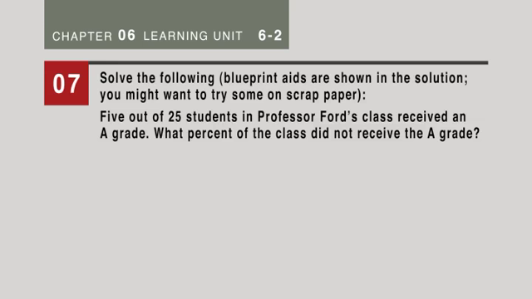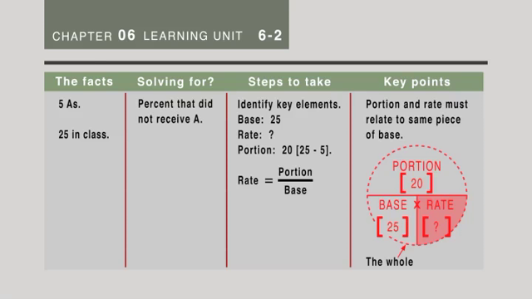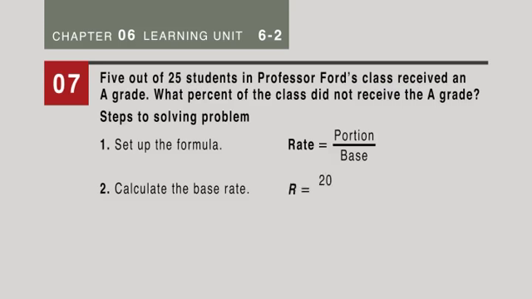Let's look at number 7. So we're trying to find the rate. Rate is portion divided by base. We know that 5 out of 25 students earned an A, which means the difference, or 25 minus 5, which is 20 students, did not earn an A. So for the rate, we take 20 divided by the base of 25 equals 80%.